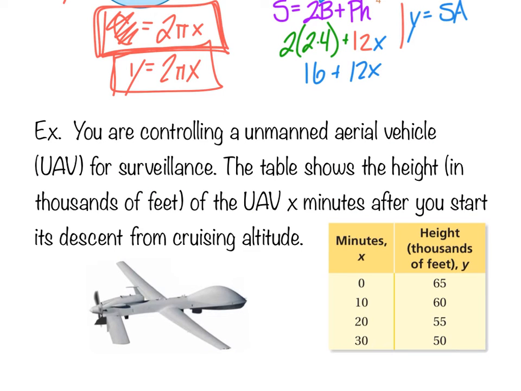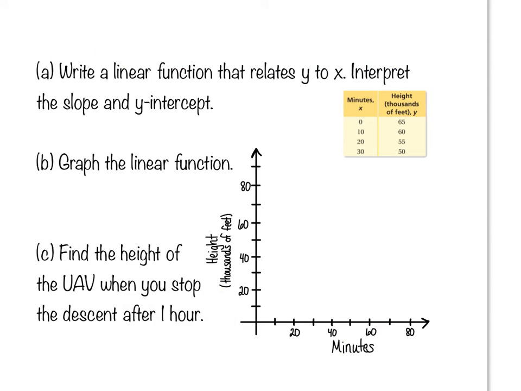Our next example says you're controlling an unmanned aerial vehicle, or UAV, for surveillance. The table shows the height in thousands of feet. So times each of these values by 1,000, all right, of the UAV after x minutes after you start its descent, which means it's going down, which is why you notice each of these are going lower and lower, from cruising altitude. Write a linear function that relates x to y, interpret the slope and the y-intercept.